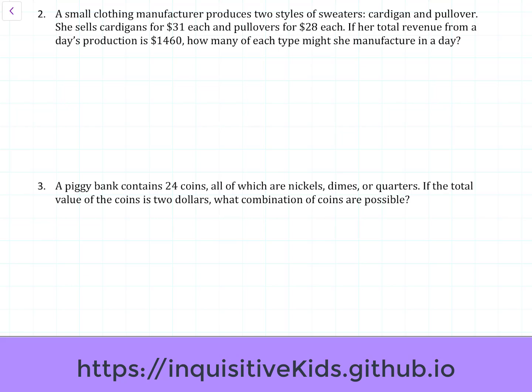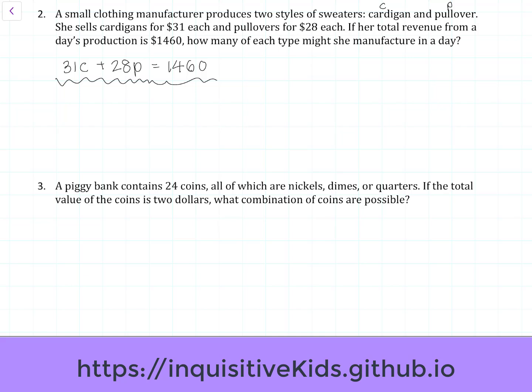But in this case, we're going to try to challenge ourselves and find both one of the solutions and the general solution. But this is a word problem, and we only know how to solve linear Diophantine equations. So let's rewrite the information we know first into a linear Diophantine equation. Let's set C as the number of cardigans she sells, and P as the number of pullovers she sells. So $31 per cardigan plus $28 per pullover is equal to a total of $1,460. So this is a linear Diophantine equation.